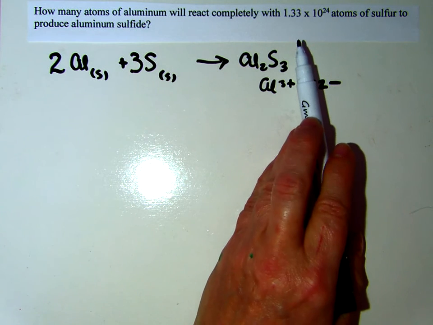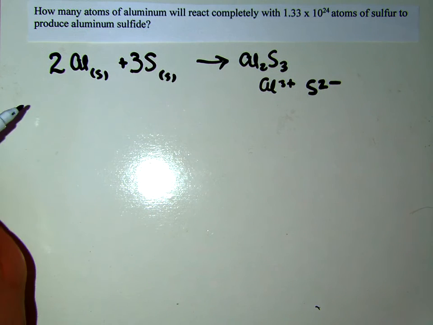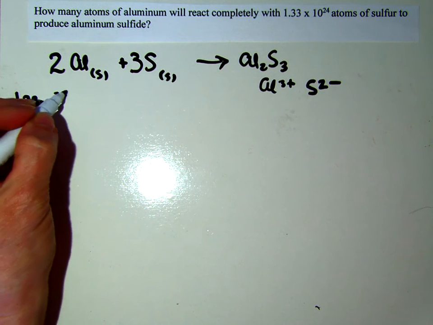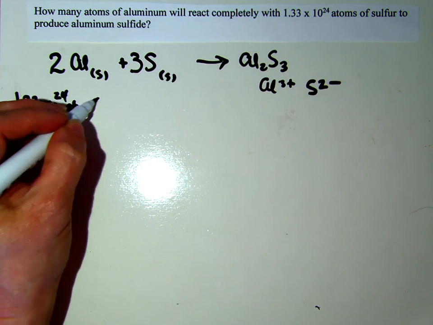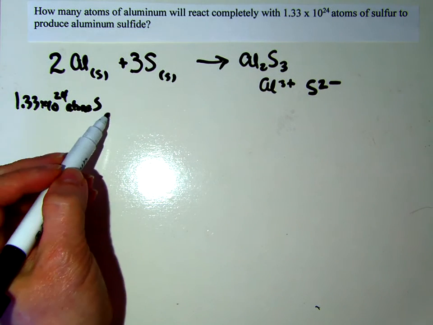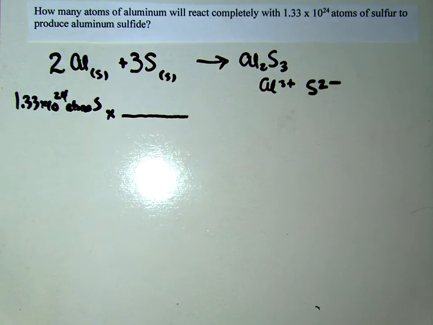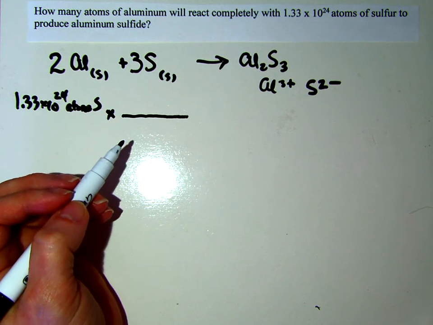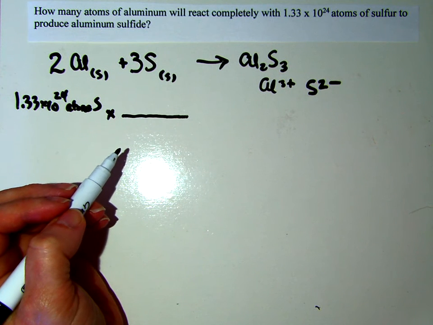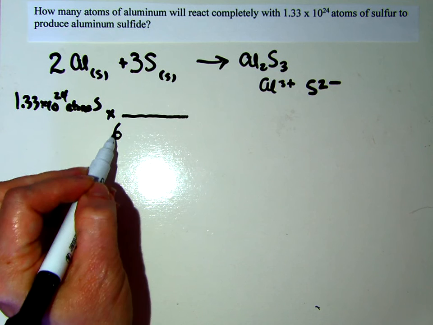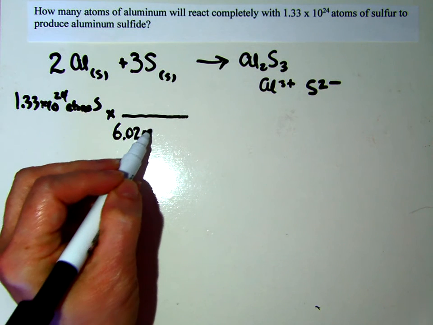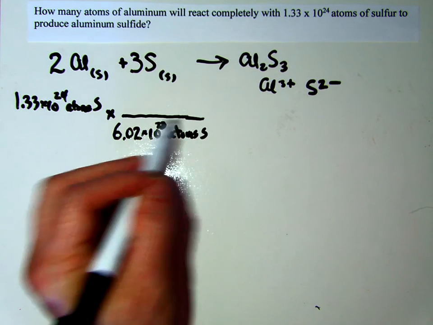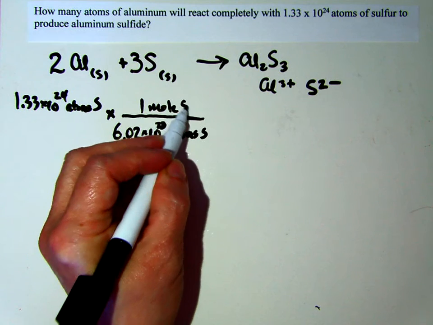Now, we're starting off with that many atoms of sulfur. So we're starting off with 1.33 times 10 to the 24th atoms of sulfur. Now we need to change this to moles, and you probably remember from last semester, to go from atoms or particles or molecules to moles, what do you need to use? That's right, Avogadro's number. So there's 6.02 times 10 to the 23rd atoms of sulfur per 1 mole sulfur.